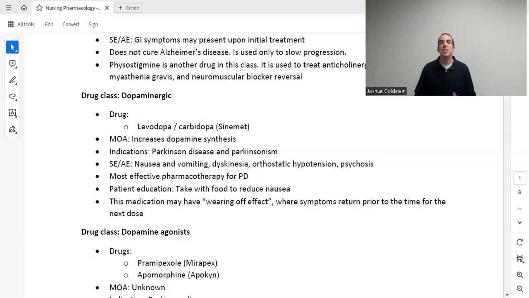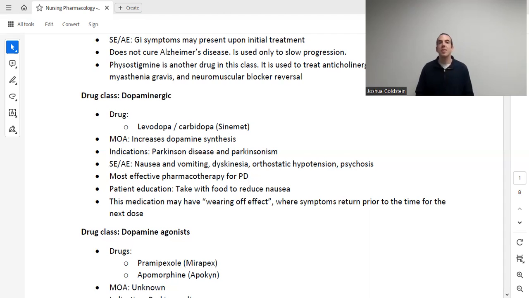This medication may have something called the wearing off effect, which is where a patient's symptoms begin to return before it's time for their next dose. And usually in that case, we move their doses a little bit. We change their dose timing to make it a little closer together. I would educate patients to take this medication with food to reduce the incidence of nausea.